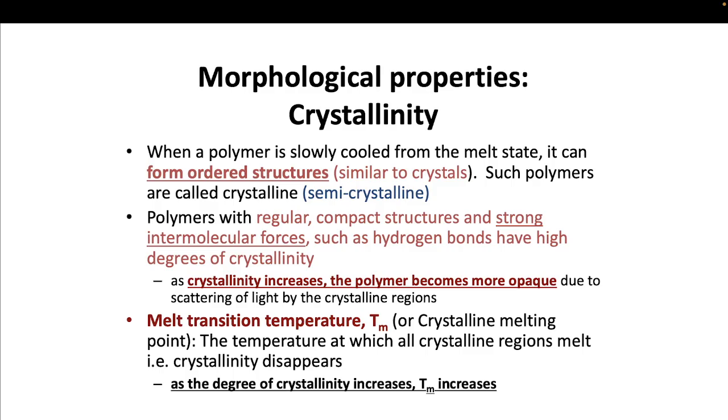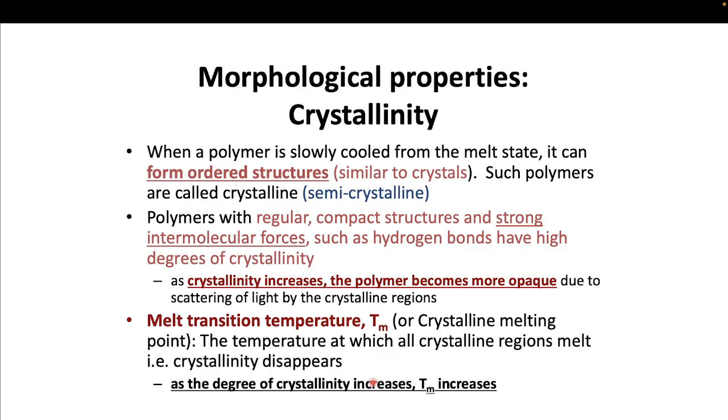So what does melting temperature, or melt transition temperature, mean? It's nothing but the temperature at which all your crystalline regions start melting. If you have a very highly ordered structure, if let's say all your polymer chains are in the correct order and have a very nice pattern to it, then it will take a higher temperature for it to melt. So the more the crystallinity, the higher the melting temperature for your particular polymer.